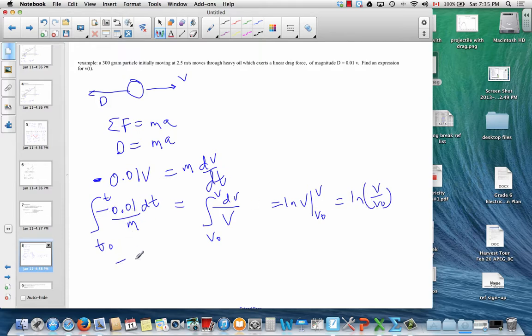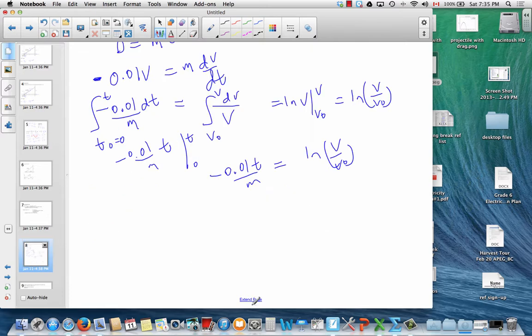It's just minus 0.01 over the mass times time. Now the initial time is just 0, so by the time you put in time and 0, the 0 doesn't contribute anything, so you just end up with minus 0.01 t over the mass. And that equals the ln of v over v naught. Now, we're going to use an inverse function here. We're going to exponentiate both sides, so e is going to undo ln. So we'll put e to this side and e to this side. This side will just be v over v naught, and this side is going to be e to the minus 0.01 over mass times time.